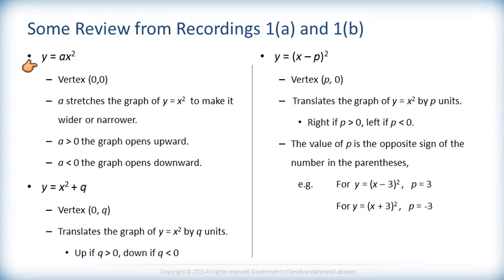Quick bit of review from those first two recordings. Y equals ax squared, vertex is 0, 0, and the a value stretches the graph to make it wider or narrower. Y equals x squared plus q has vertex 0, q, and translates the graph up or down depending on the value of q. Y equals x minus p squared, the vertex is at p, 0, translates the graph by p units left or right. And it's important to remember that when the number is bracketed in here with the x, the value of p is the opposite sign of what you actually see.